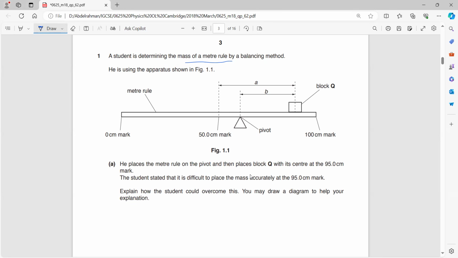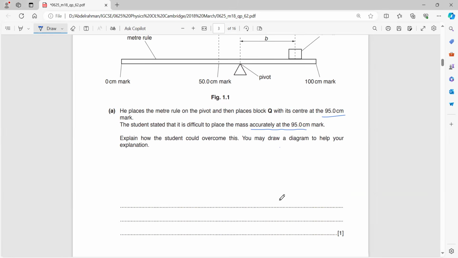He places the meter ruler on the pivot, and places block Q with its center at the 95 centimeter mark. The student stated that it is difficult to place the mass accurately at the 95 centimeter mark. Explain how the student could overcome this. It's quite easy to overcome this difficulty.